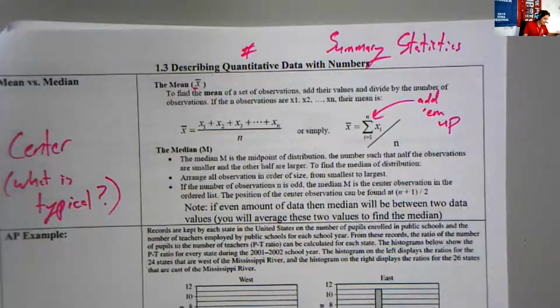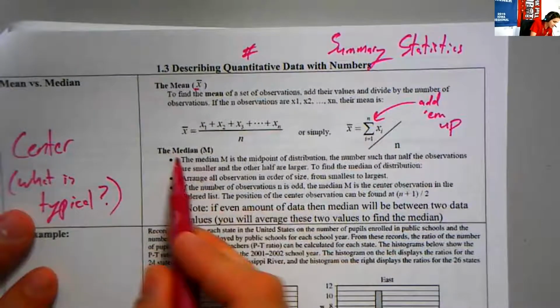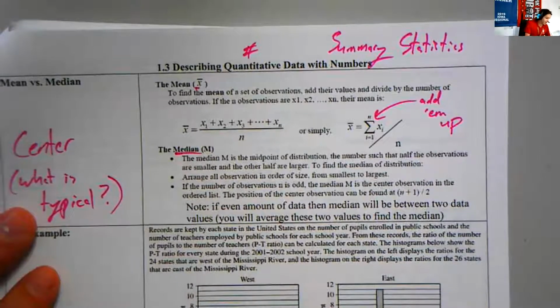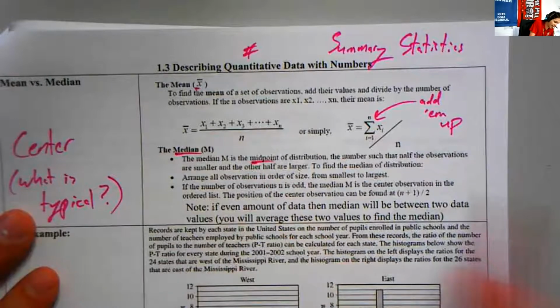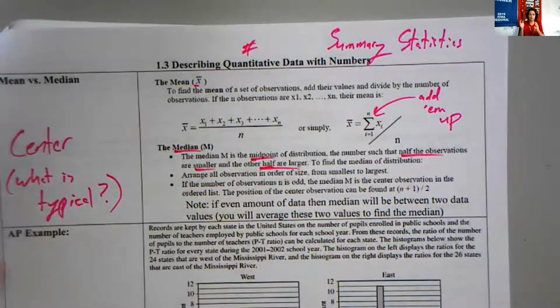So we can find the mean. We can also find the median. Median, media, that all comes from the same Latin root, means the middle. The median is the midpoint of a distribution, such that half are smaller and the other half are larger. It's saying, if I put them in an ordered list, where is the middle of the ordered list?